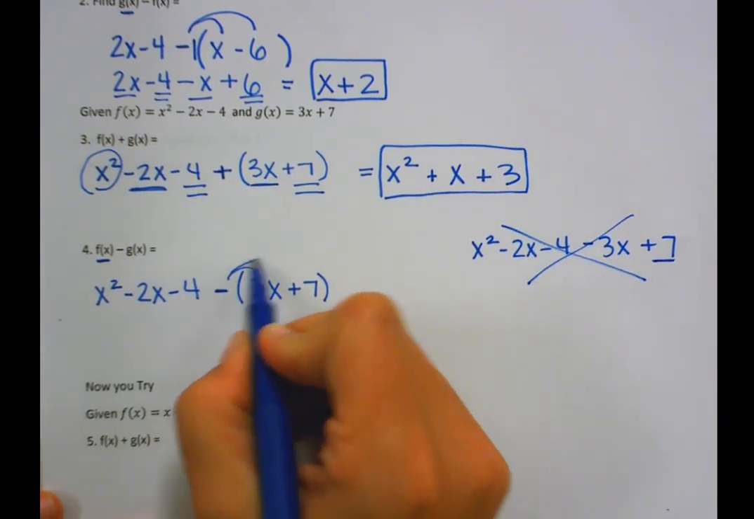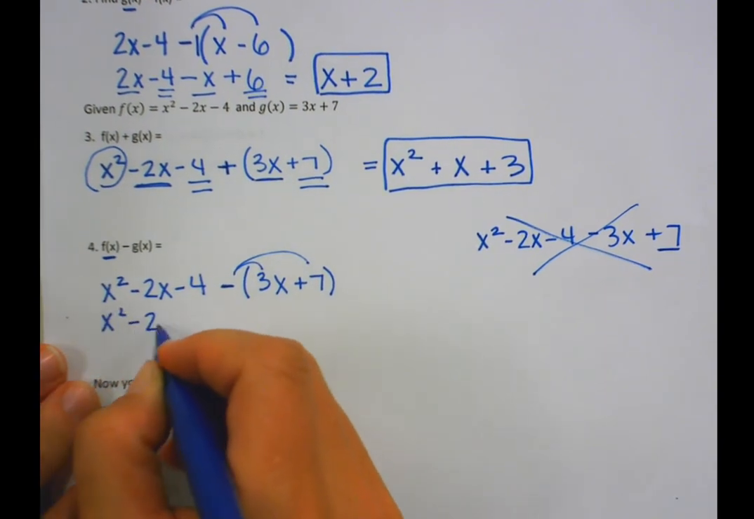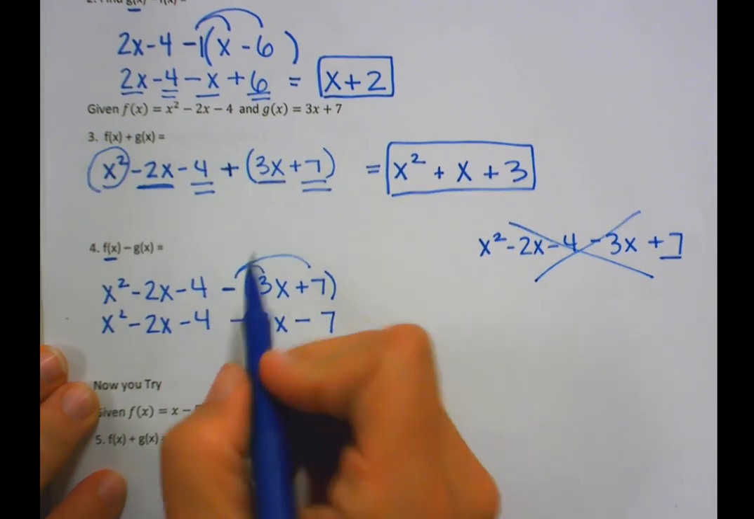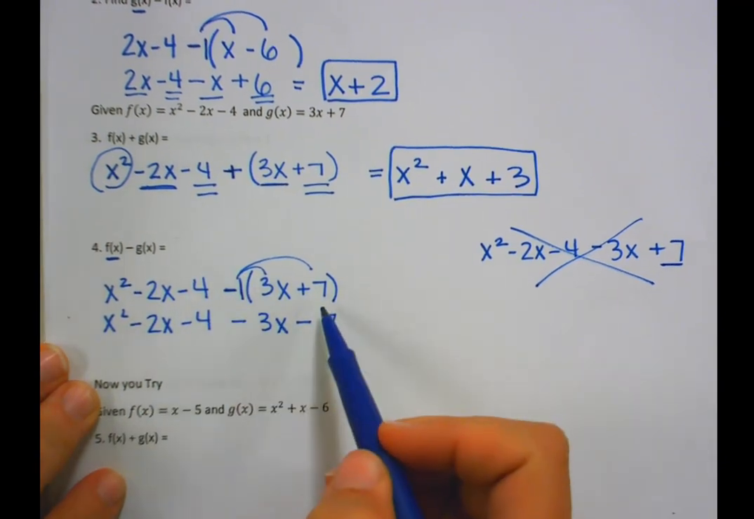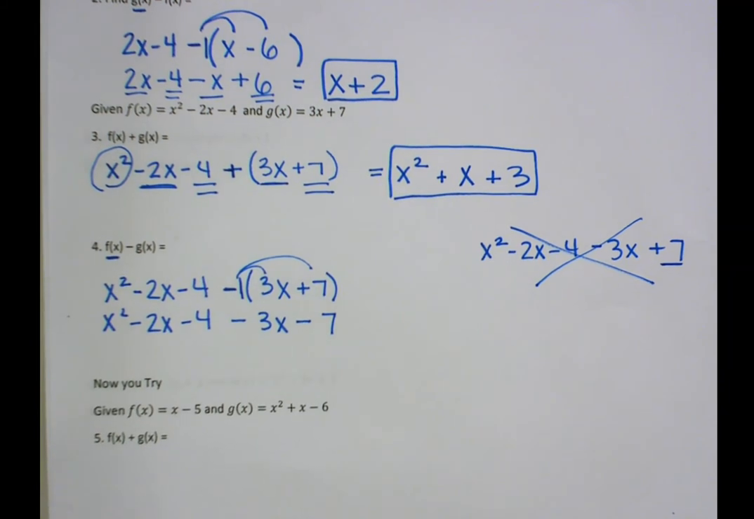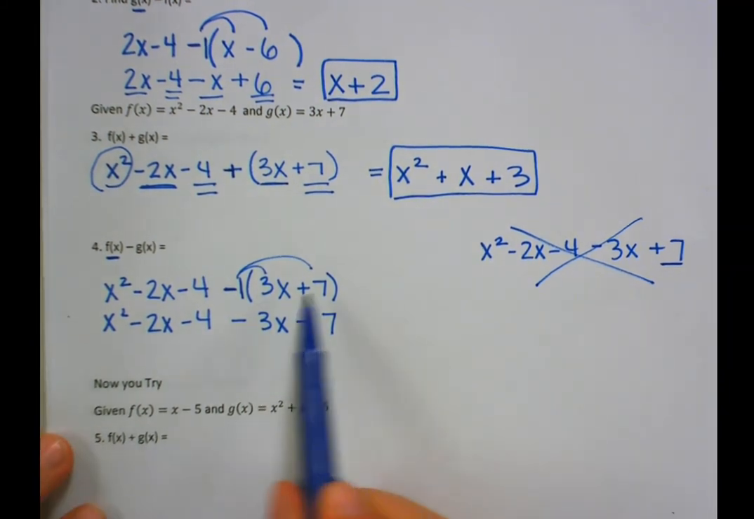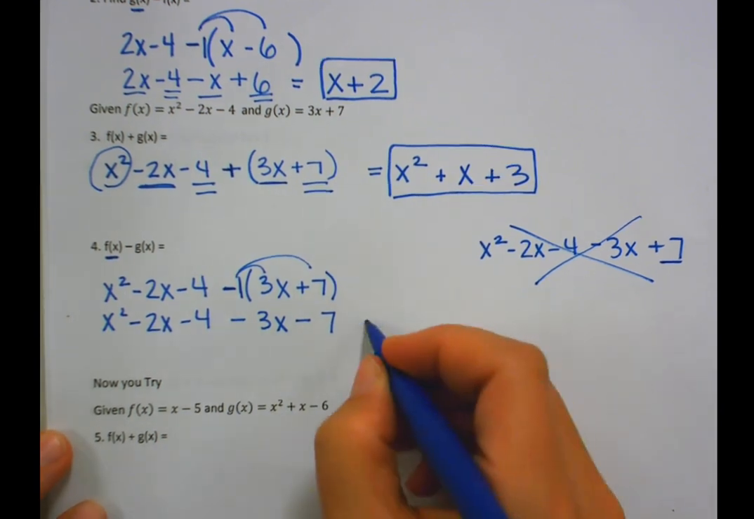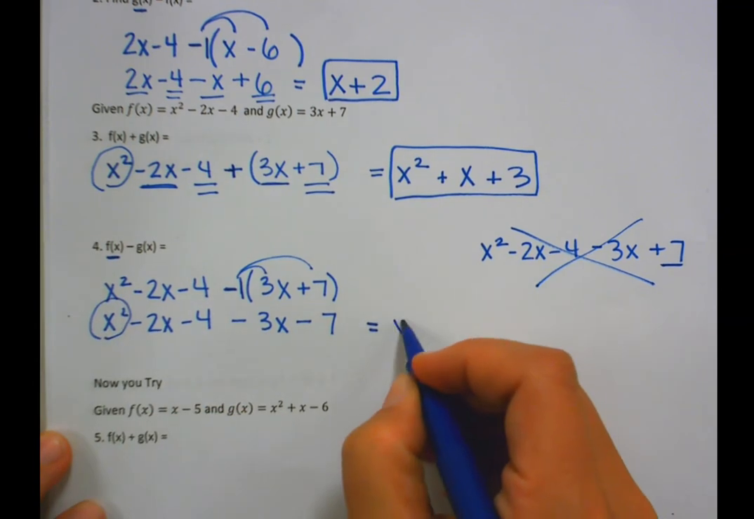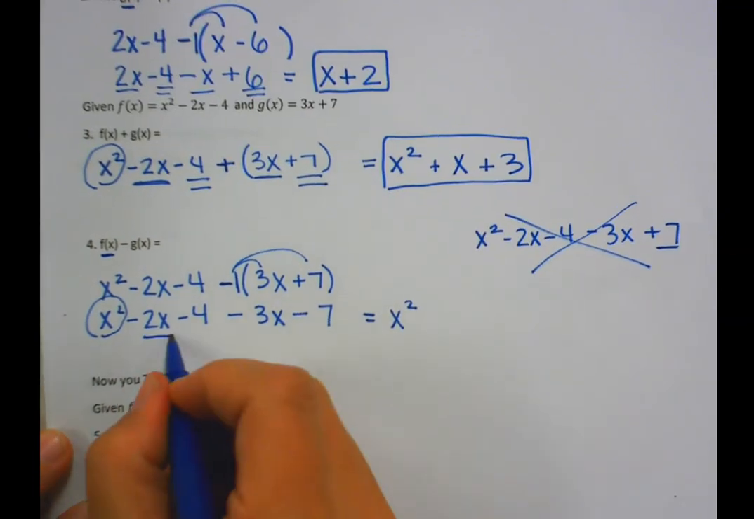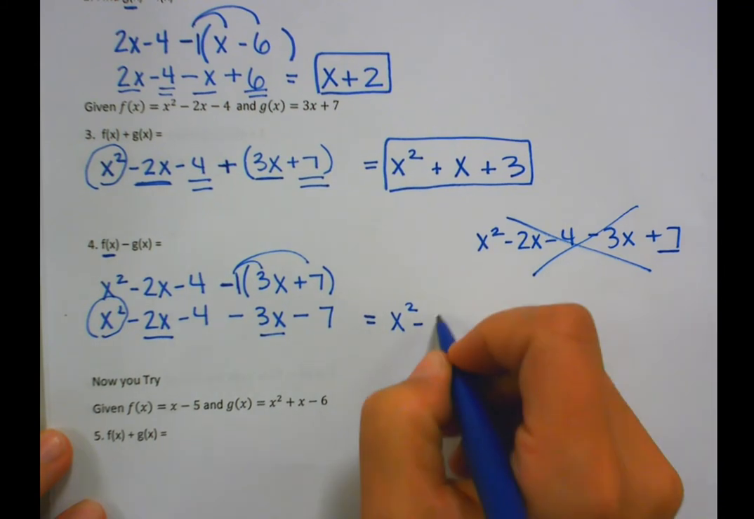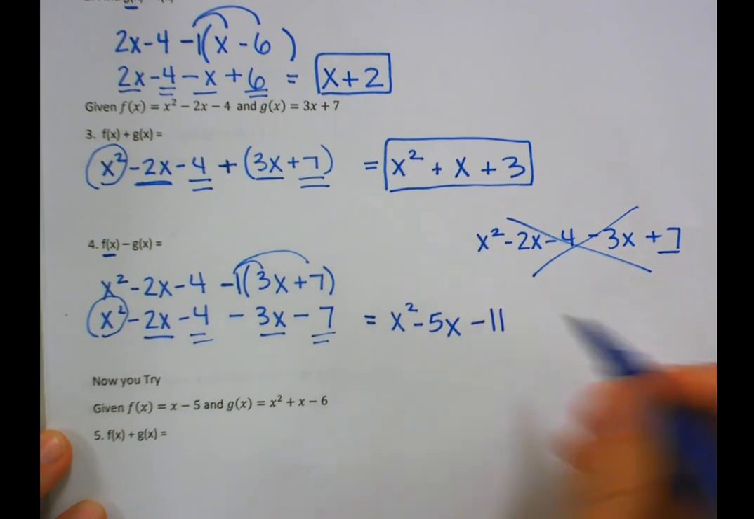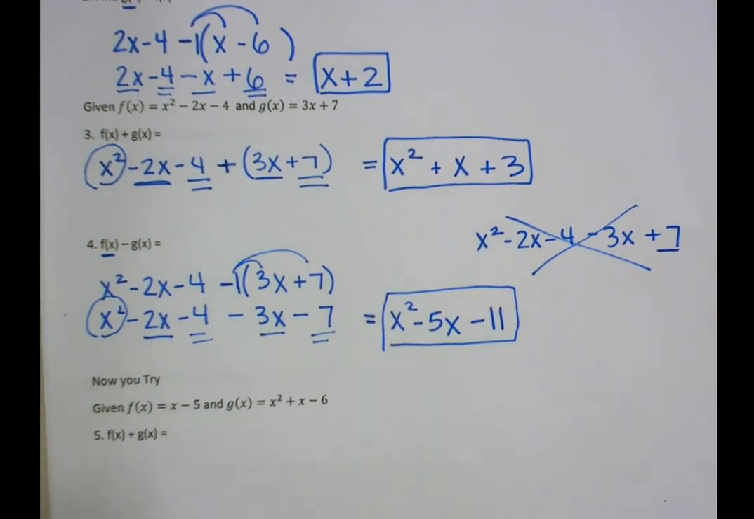Because when I distribute this negative, that's going to give me a negative 3x and a negative 7, right? If I think of this as a negative 1 times positive 7, that gives me a negative 7. Now that I have distributed my negative and gotten rid of the parentheses, I can just combine like terms. So again, there's nothing to combine with my x squared term, so just bring that down. Negative 2x and negative 3x make negative 5x. Negative 4 and negative 7 make negative 11. So when I combine all my like terms, this is what I get.